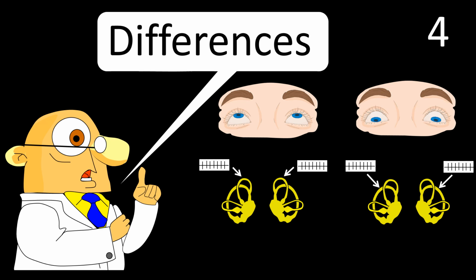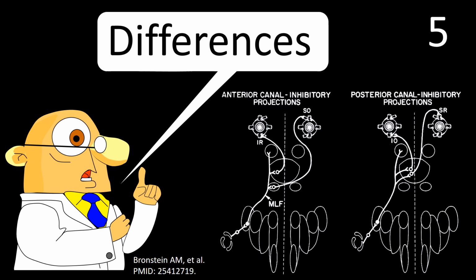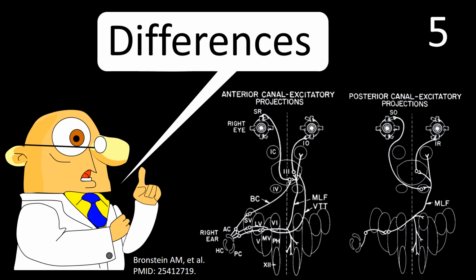Upgaze occurs with bilateral excitation of the anterior semicircular canals. Downgaze occurs with bilateral excitation of the posterior semicircular canals, whereas inhibitory projections for up and down gaze do not cross the midline. Excitatory projections for up and down gaze cross the midline. Upgaze has many pathways going from the anterior semicircular canal to the eye muscles, one traveling through the brachium conjunctivum, another through the MLF, and yet another through the ventral tegmental tract. Downgaze only has one excitatory pathway going from the posterior semicircular canal to the eye muscles.